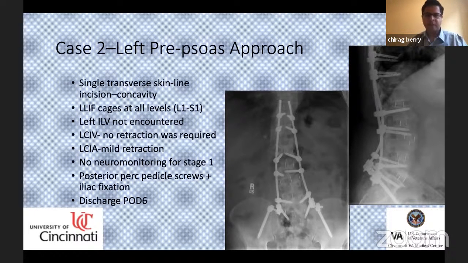Of course, the arteries have thicker walls. They're much more easily retractable. I did not use neuromonitoring for stage 1, but I used it for stage 2 when I placed the percutaneous pedicle screws. The patient went home on day 6. He did not have any approach-related complications.